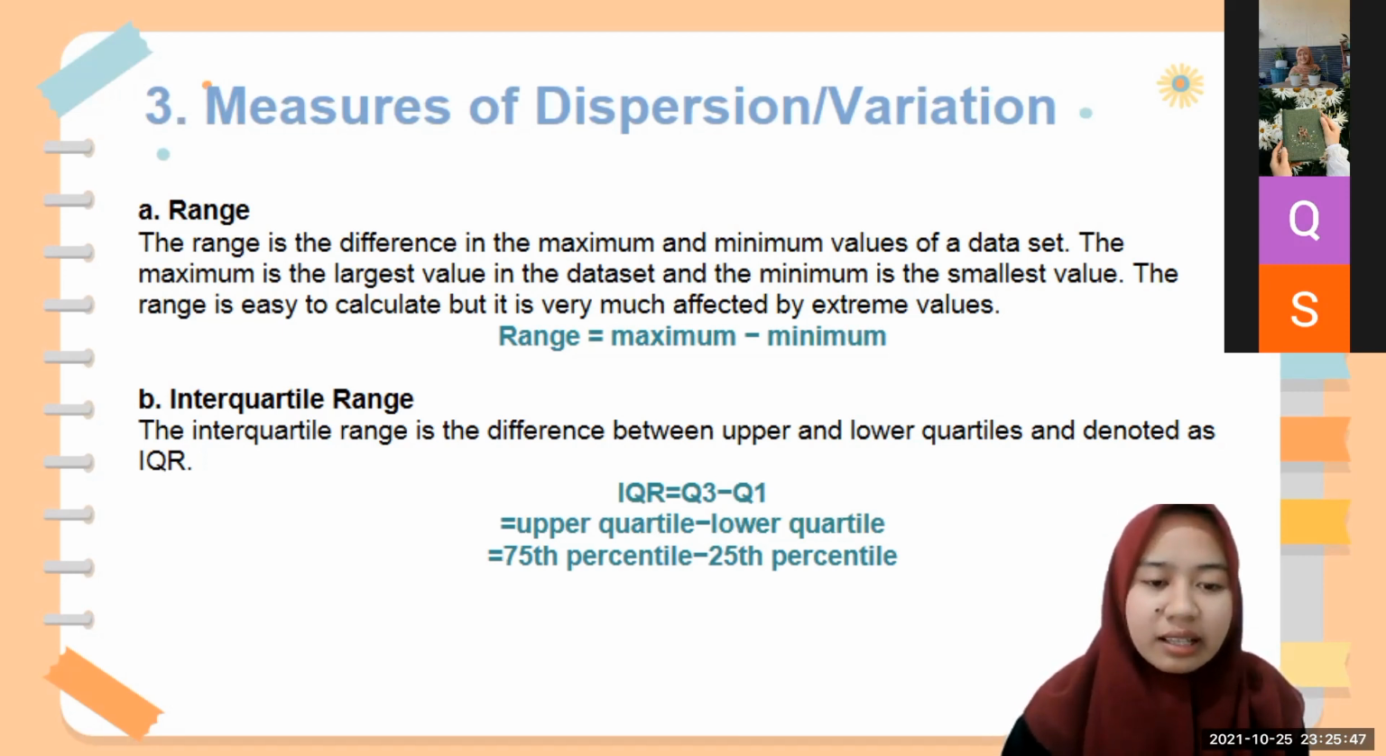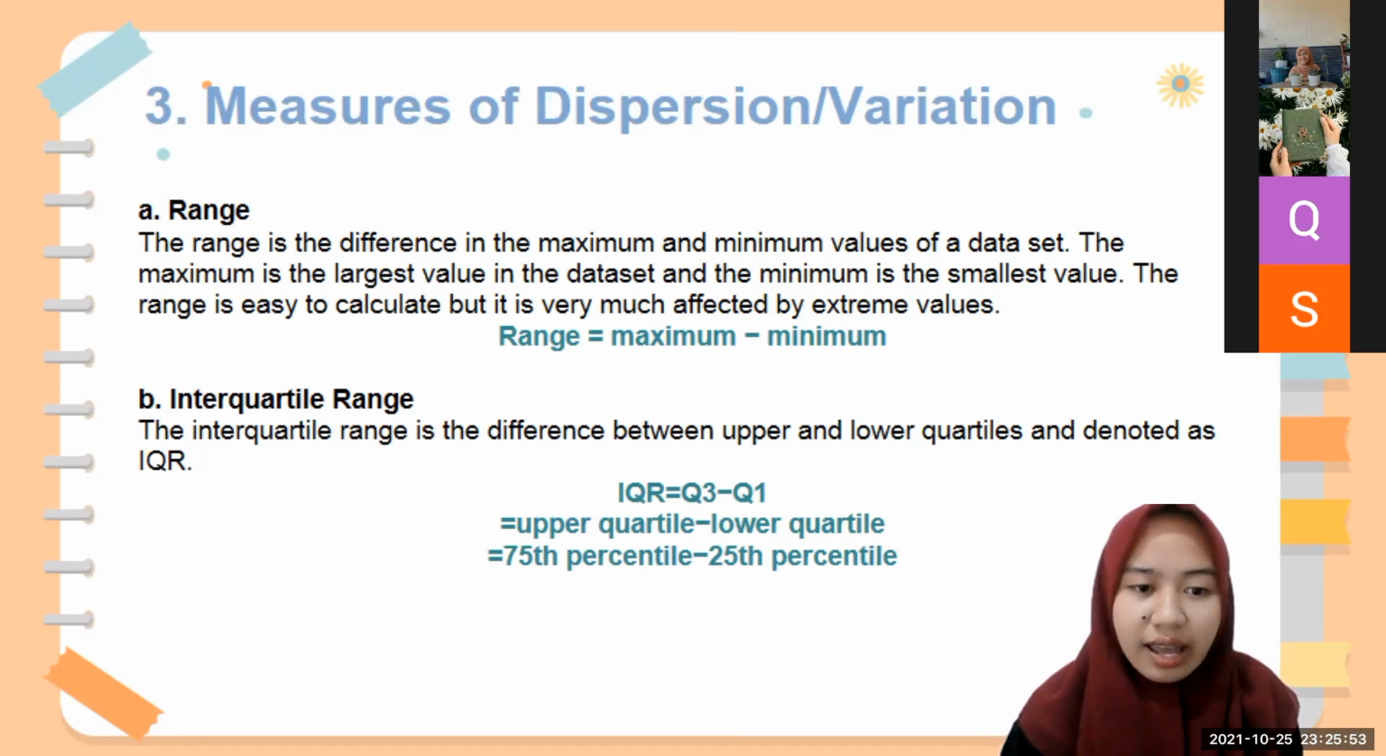Next, interquartile range. The interquartile range is the difference between the upper and lower quartile and is denoted as IQR. IQR equals Q3 minus Q1, equals upper quartile minus lower quartile, equals 75th percentile minus 25th percentile.